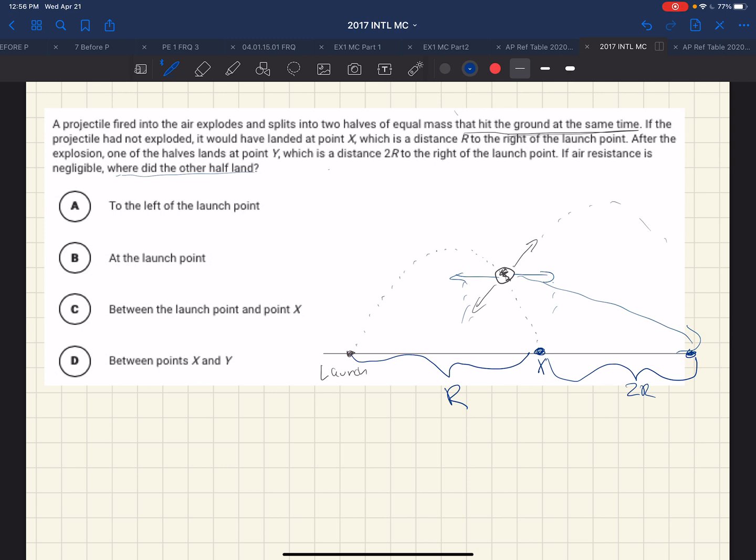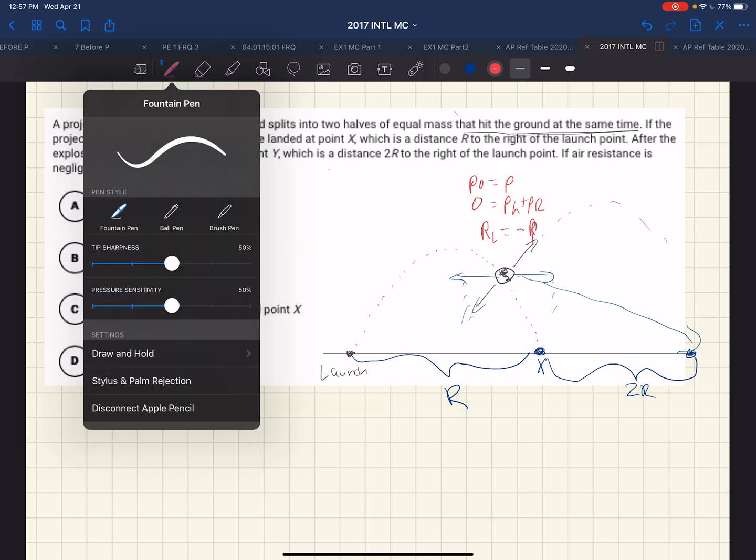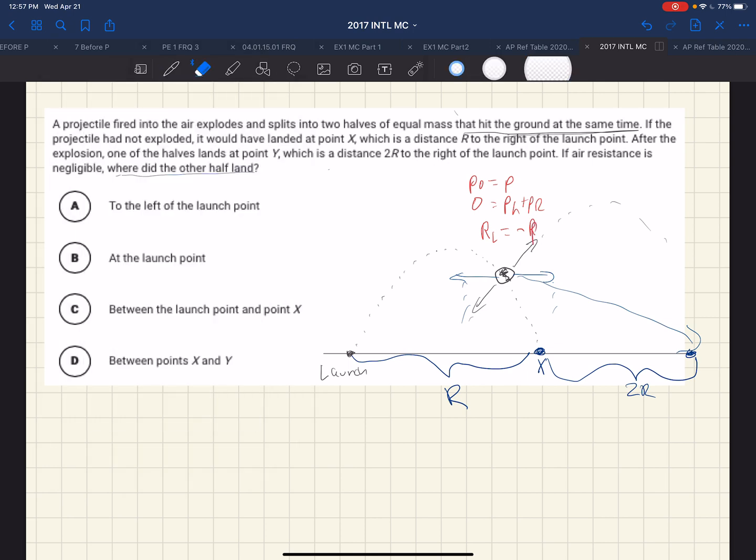Well, we know that this is an explosion. We're actually told it's an explosion. So P0 equals P. We have 0 beforehand, and afterward we have P left and P right. So P left must be equal and opposite to P right. And the two halves have equal mass. So this is M V_L equal and opposite to M V_R.